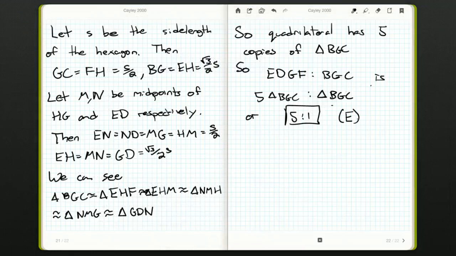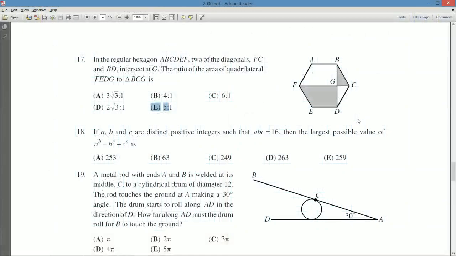Okay, that's a nice little question. We didn't have to do a whole lot. I was worried when I saw this 3 root 3 and this 2 root 3 that this could get a little complicated, but it was rather nice. This quadrilateral split up into a nice integer number of copies of this triangle, so I think overall pretty good.